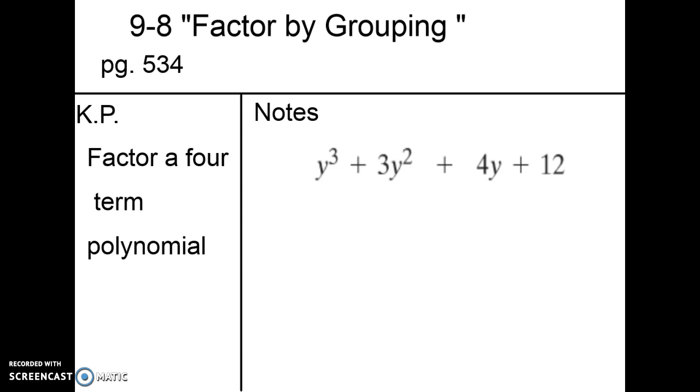So here we have a four-term polynomial. It's a cubic polynomial because the leading term is y to the third. We have four terms, and really we just do our last couple of steps of the AC method. So we're going to basically just divide this four-term polynomial into two halves.